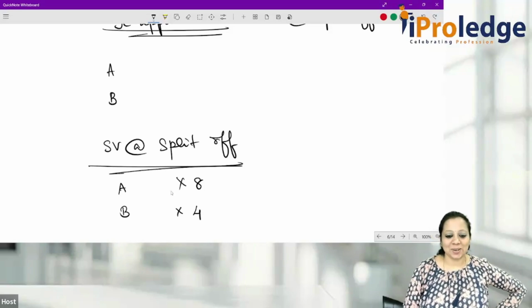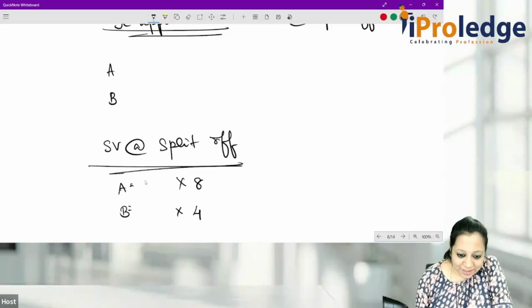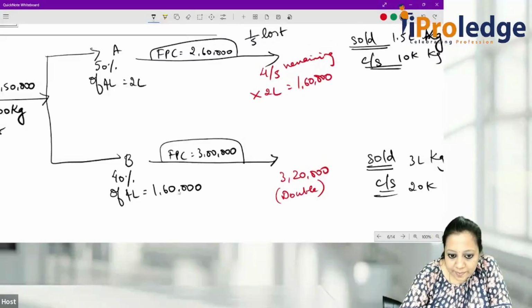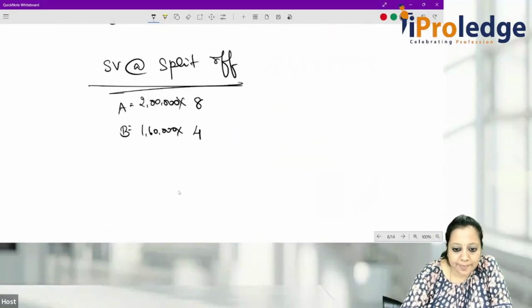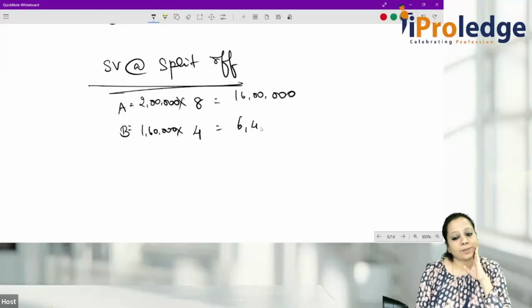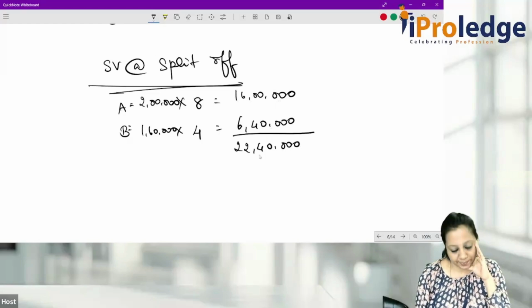Okay. So now A is going to be sales value at split off, that is 2 lakh kgs and 1,60,000. So 16 lakhs, 6,40,000. So is it 22,40,000?